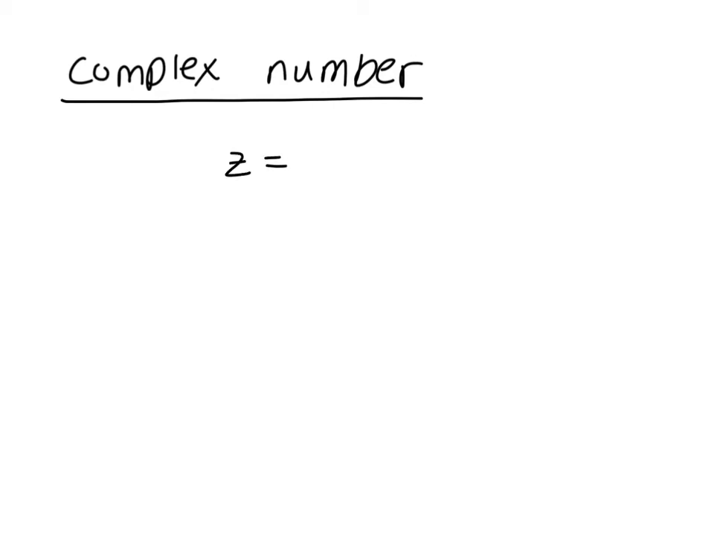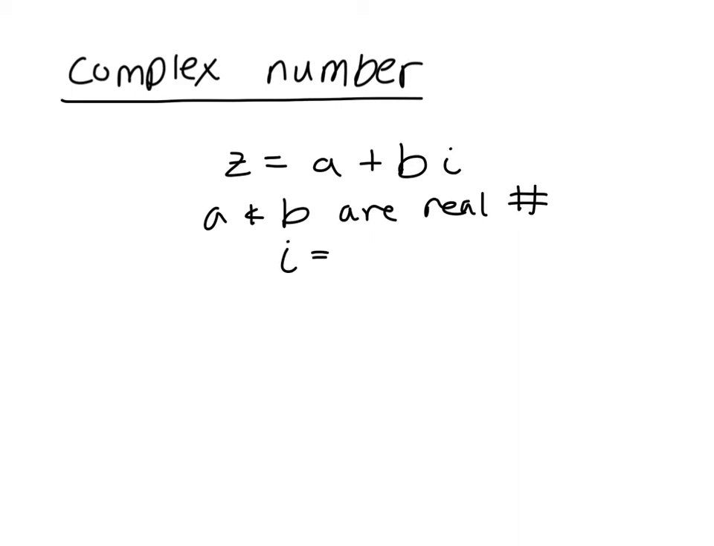So z is a plus b times i, where a and b are real numbers, and i is called the imaginary number, which is the square root of -1. Okay? z is the complex number. So z has a real part, which is a, a real number, and then the imaginary part. Now, when you put a complex number into this format, real plus imaginary, this is called standard form. And we want all of our answers to be in standard form when we have complex numbers.